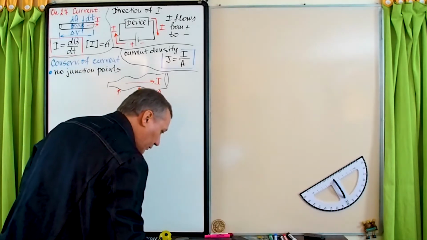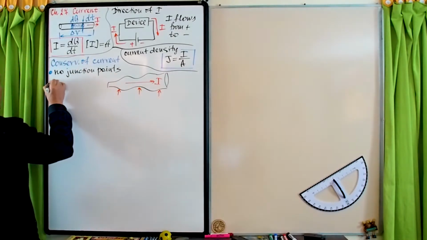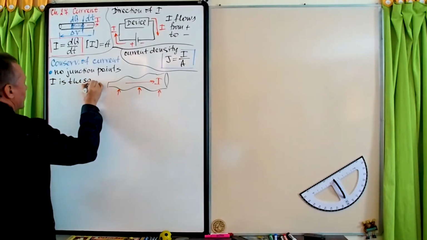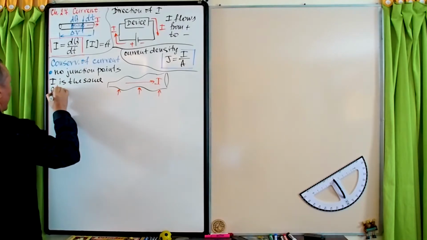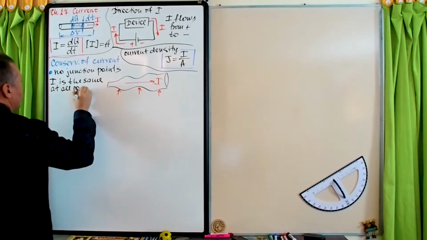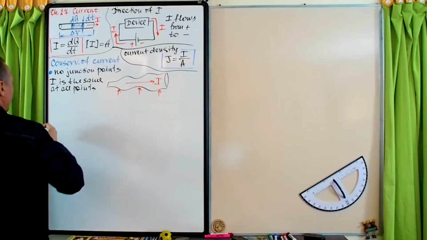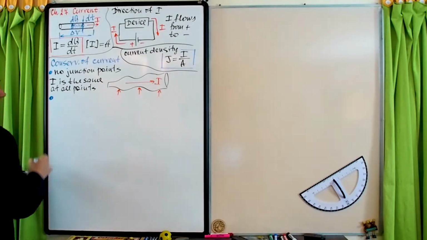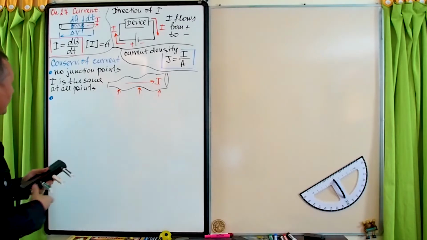So what should I write? In this case, I is the same at all points. Right, and now what if there is a junction point?